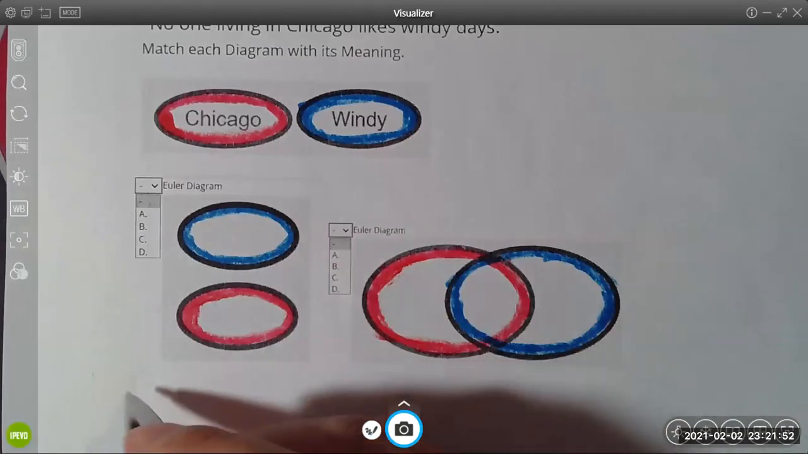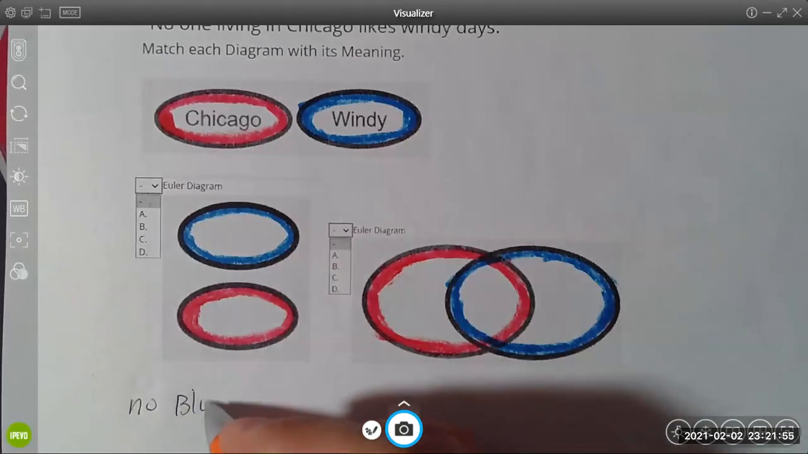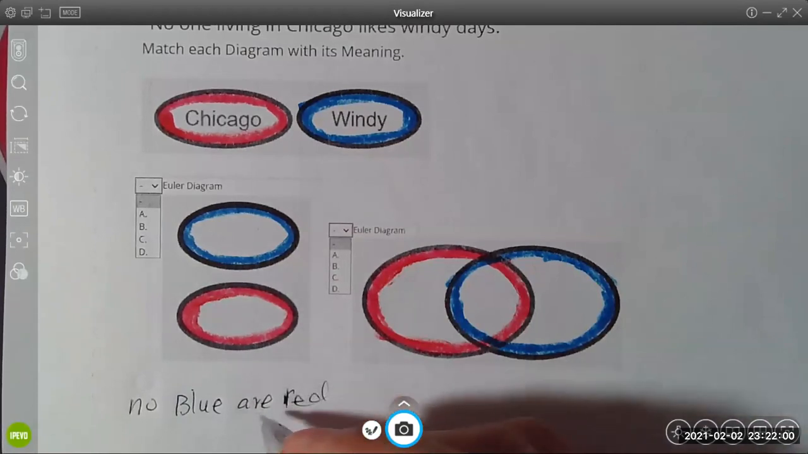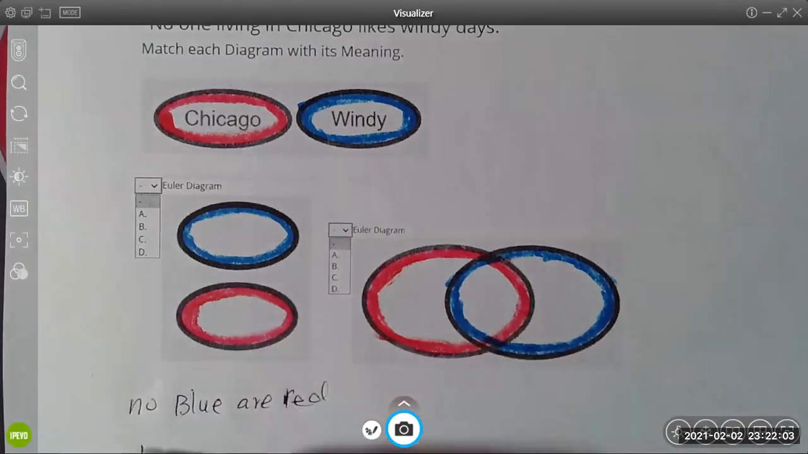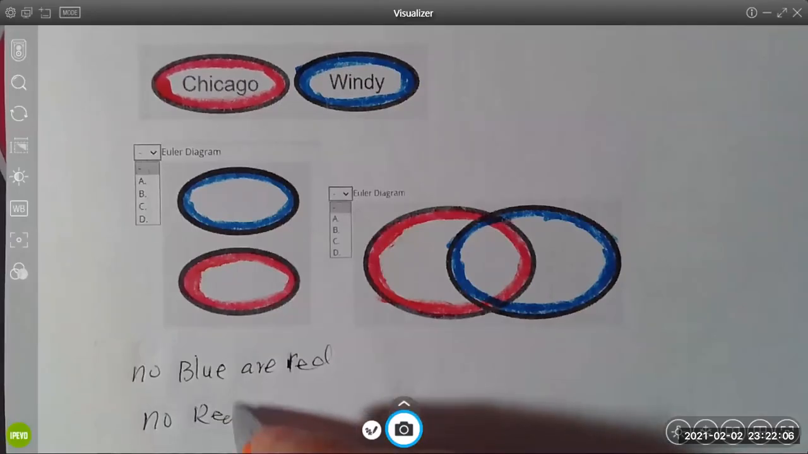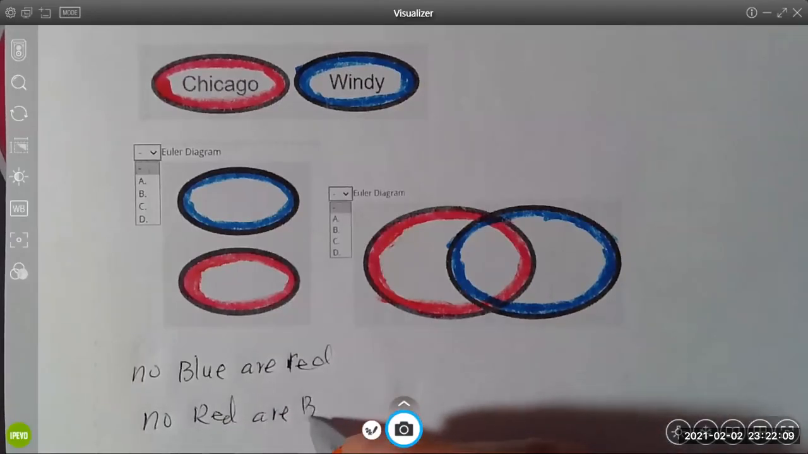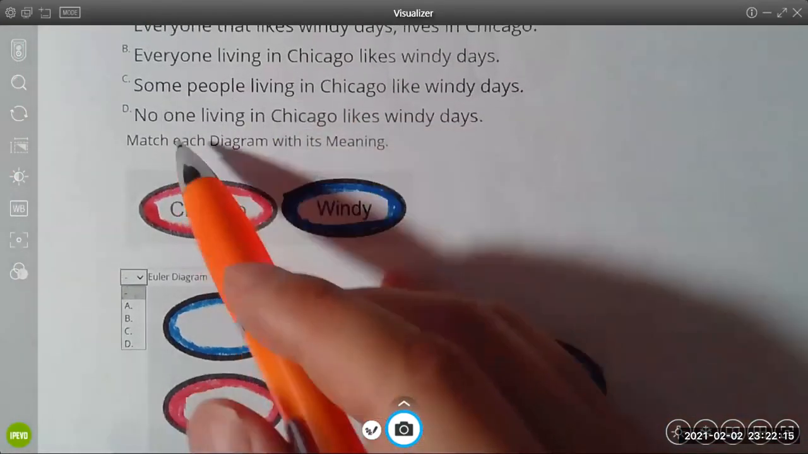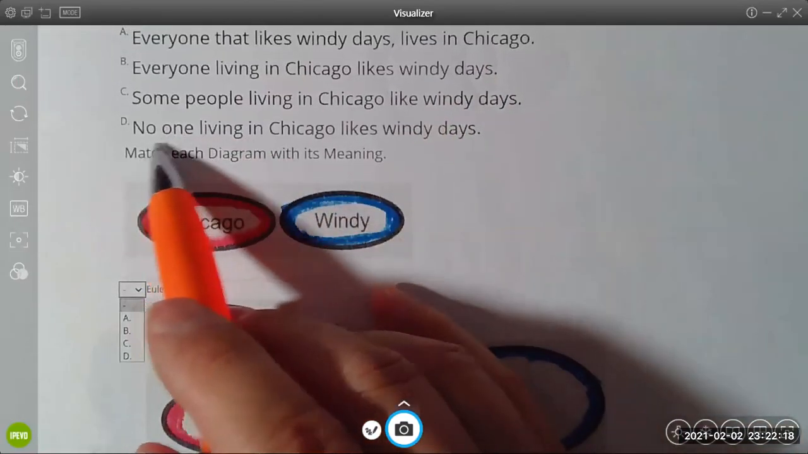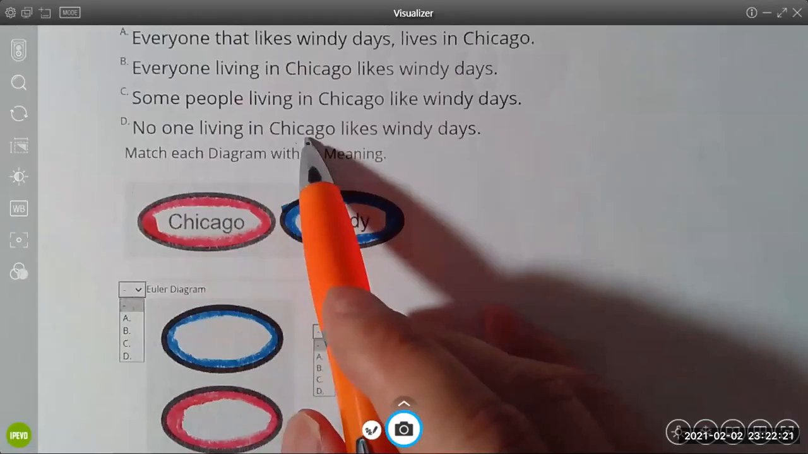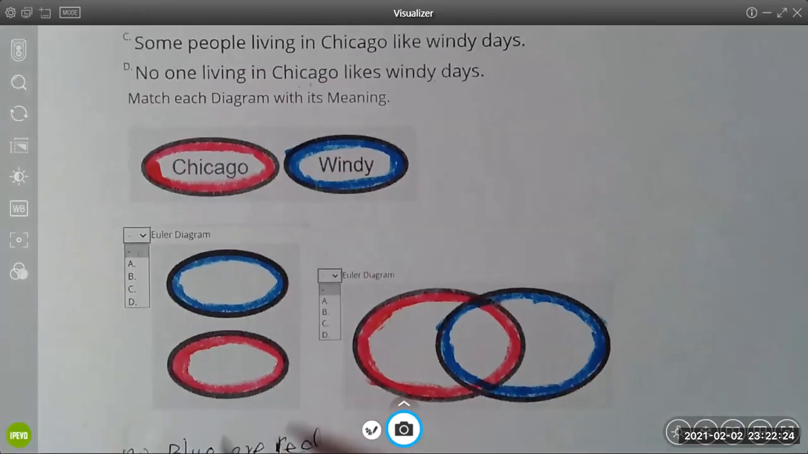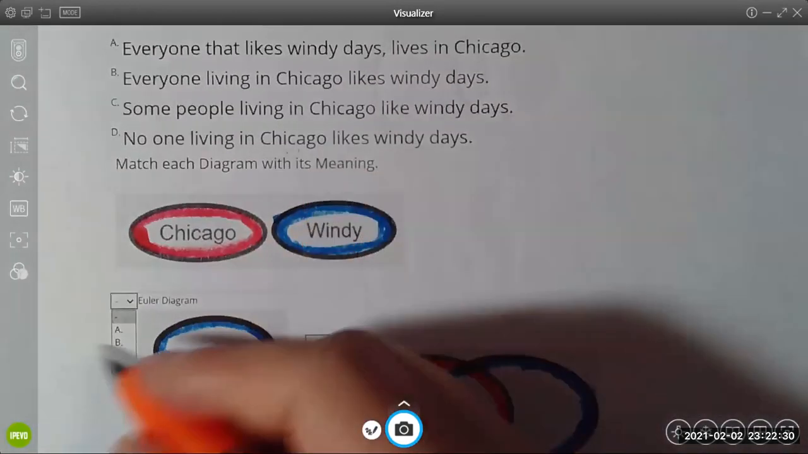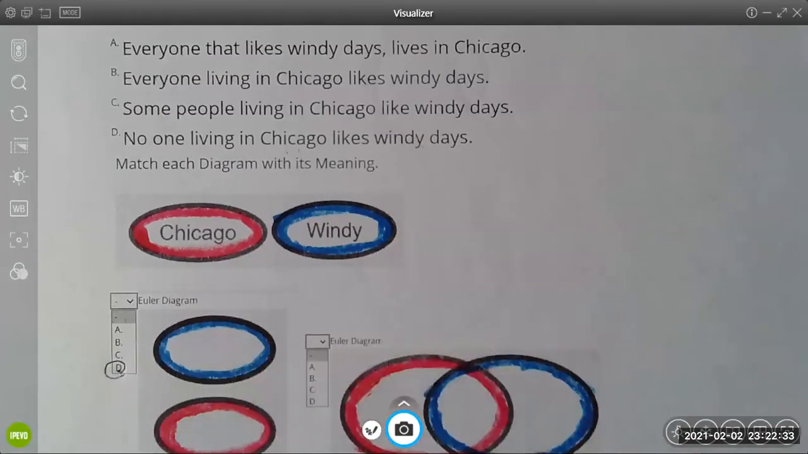So if I start with blue, that means no blue are red. It's like no A are B. Or if you start with red, it becomes no red are blue. Either way, they're both true. It depends on what options we have here. Let's start with no. There's only one statement that starts with no. No one living in Chicago, that means red. No red are blue. So no one living in Chicago likes windy days, which is D. So D is the answer.